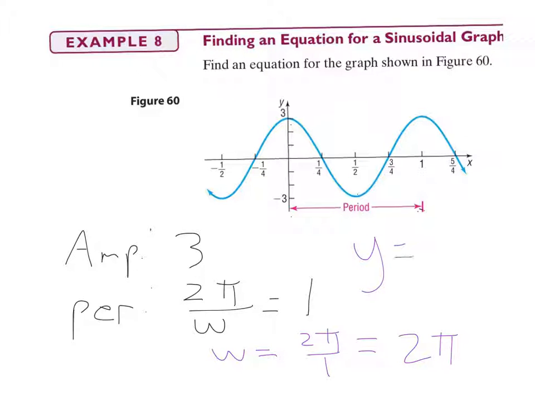So the equation of your graph would be 3 times, if you remember, sine actually starts on the x-axis, starts at the origin and goes like this, whereas cosine starts along the y-axis and goes like this. So it actually looks more like the cosine function, so it'd be 3 cosine of 2 pi x.